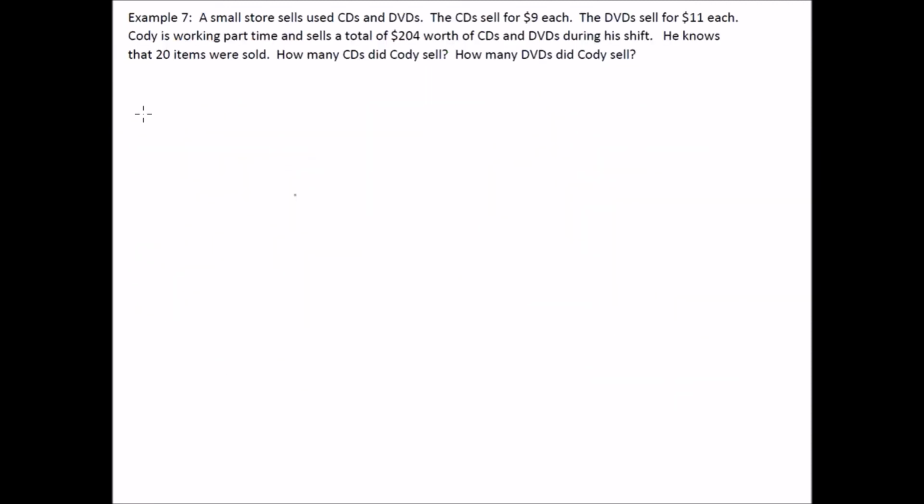It's a word problem. So let's read this together. A small store sells used CDs and DVDs, okay? The CDs sell for $9 each. So CD is $9 each. And the DVDs sell for $11 each. Cody is working part-time and sells a total of $204 worth of CDs and DVDs. And he knows that he sold 20 items.